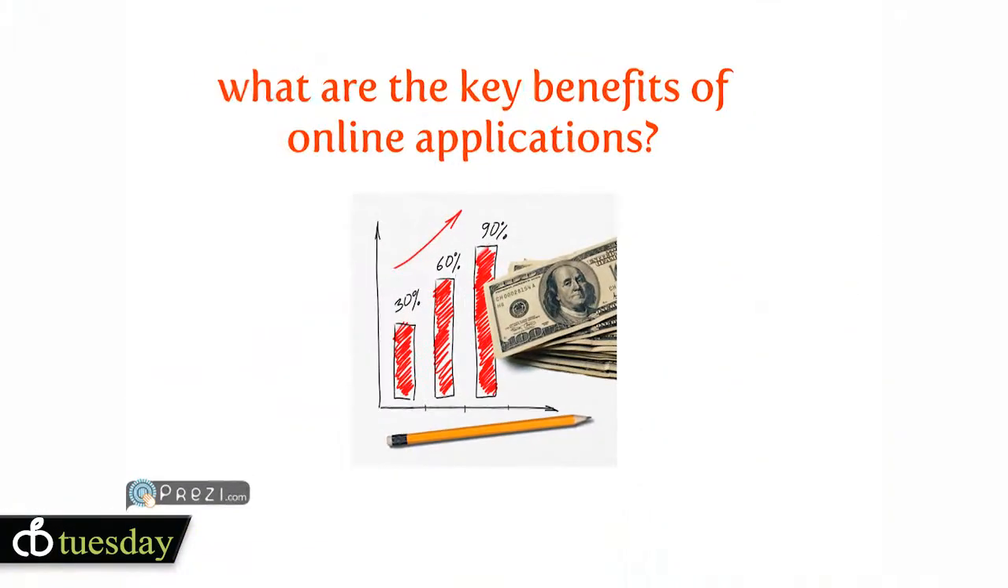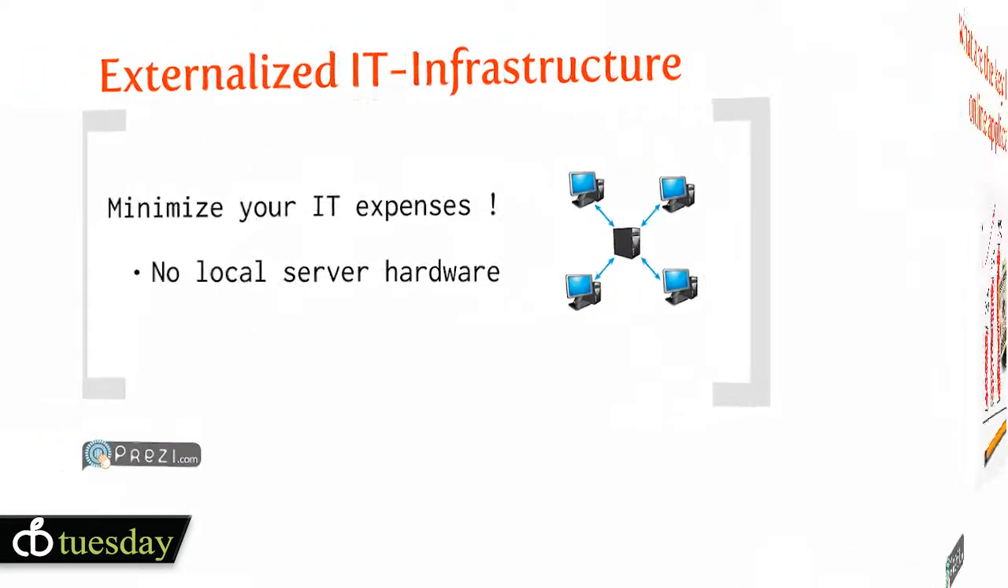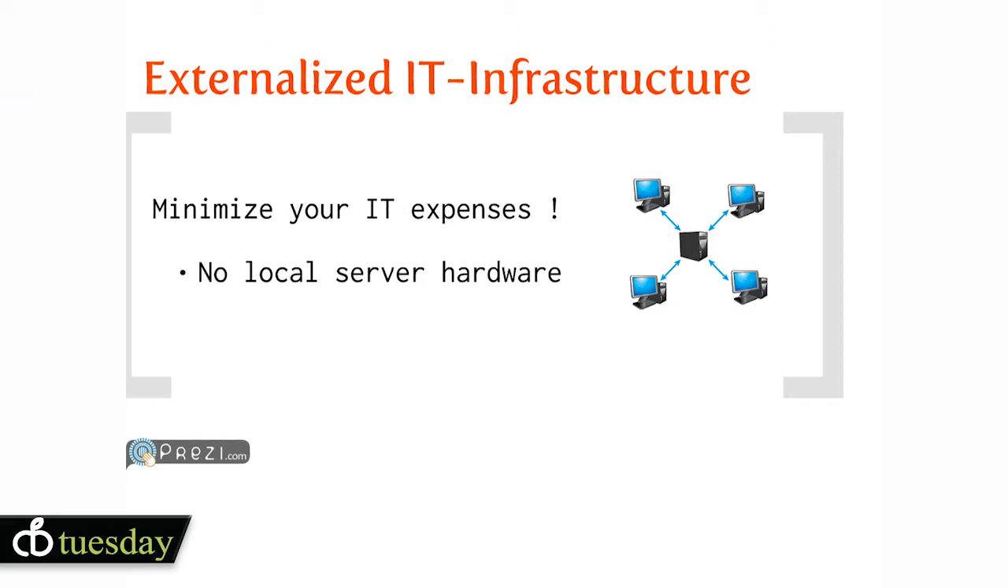What are the key benefits of online applications? I want to split that into two groups, for the industry and for the user. Let's focus first on the industry. Externalize IT infrastructure. By using a just explained cloud computing service, you can externalize your local IT infrastructure. Your local IT infrastructure and server hardware is provided completely by your hardware provider, which allows him to serve you completely oriented hardware depending on your demands.